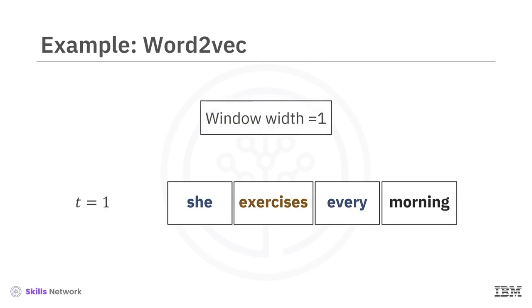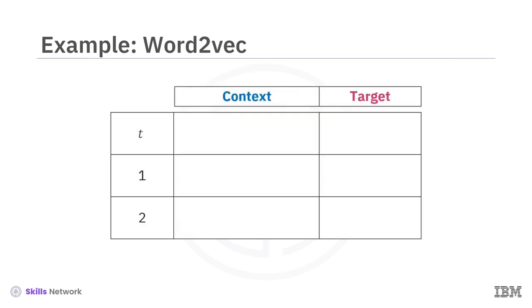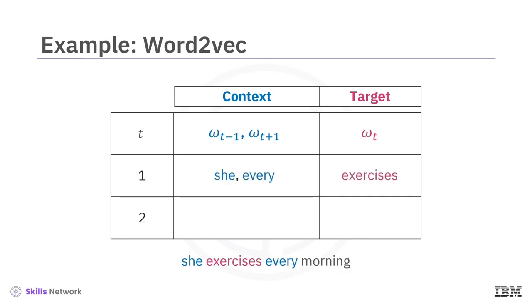Now, let's use the network to attempt to predict words from the given window using other words within the window. Set the window width to 1. At t=1, exercises is the target word, with she and every as context words. At t=2, every becomes the target, surrounded by exercises and morning in context. For the context and target words with a window width of 1, the context includes the word at t-1 and t+1. The target word is at t. At t=1, the context consists of she and every. The target word is exercises. As you move to t=2, the context includes exercises and morning, and the target word is every.